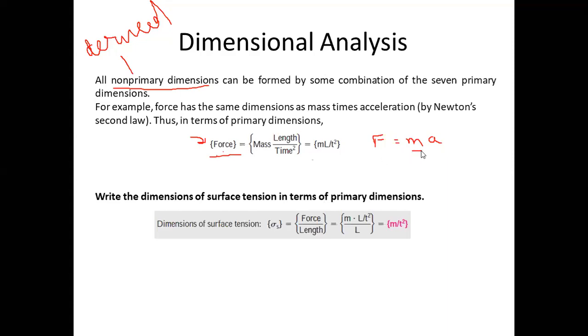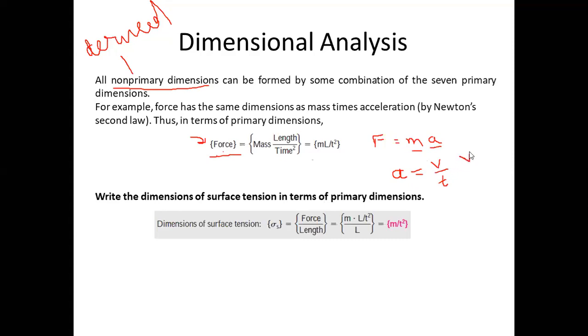Mass is a fundamental dimension, but acceleration is still not fundamental. What is acceleration? Acceleration is also a derived dimension. From the definition, acceleration is change in velocity per time. Change in length upon time is velocity, right? Now in this case, time is fundamental, but velocity is still derived.